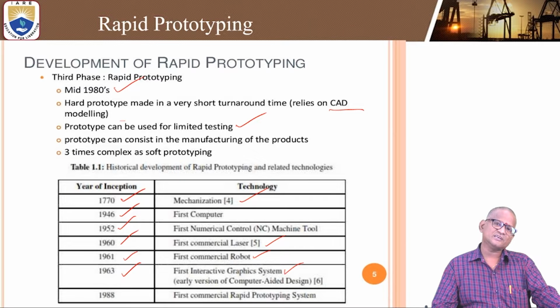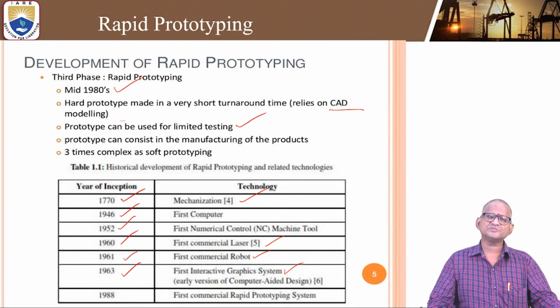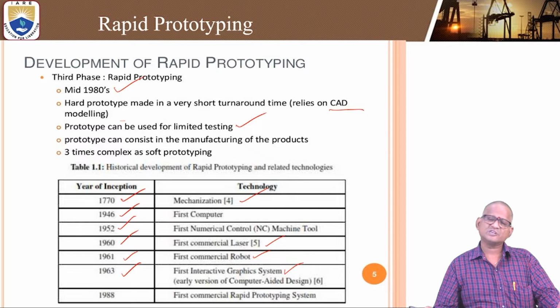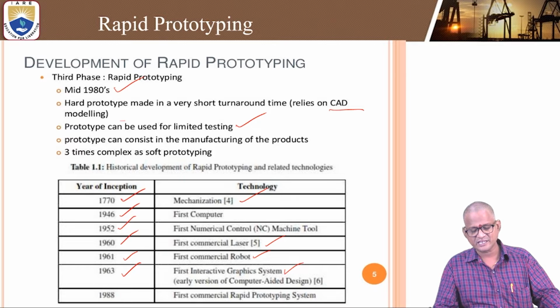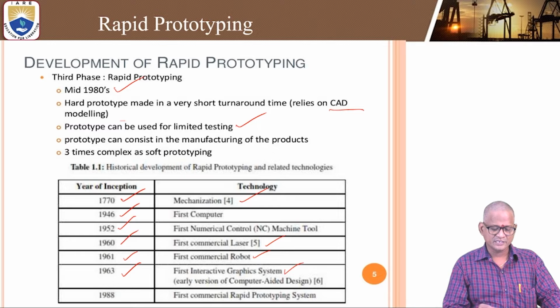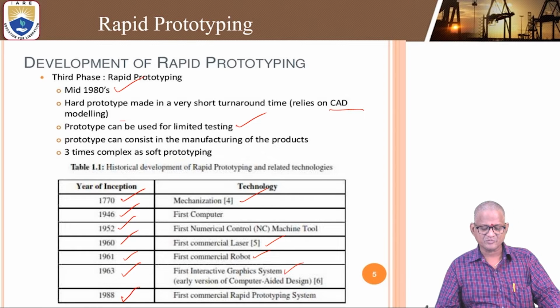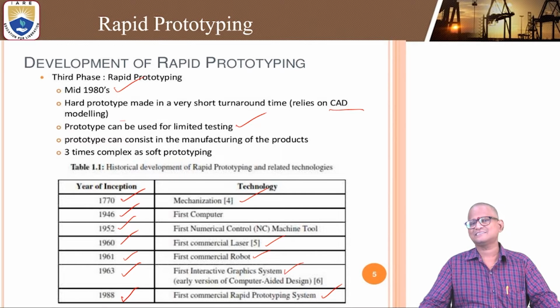So manual drawing is different from CAD drawing. Manual means we are human beings who will make mistakes. Whatever skill you use, some mistakes can easily occur. That is why, with the help of the computer, the first interactive graphic system was used with CAD, computer-aided design. And in 1988, the first commercial rapid prototyping system, that is called 3D printing, was introduced.